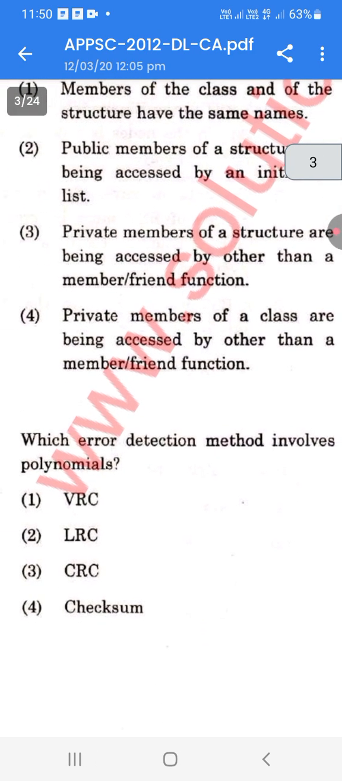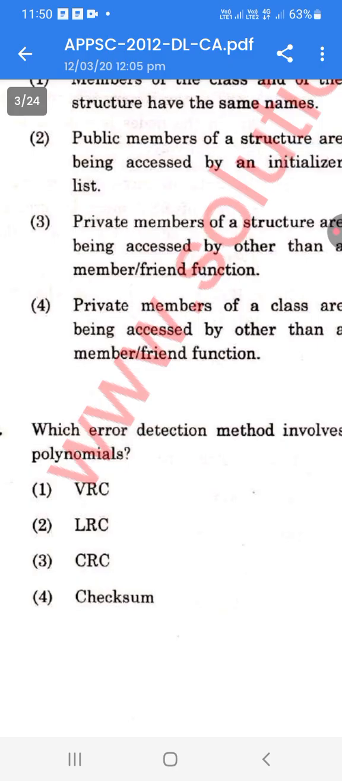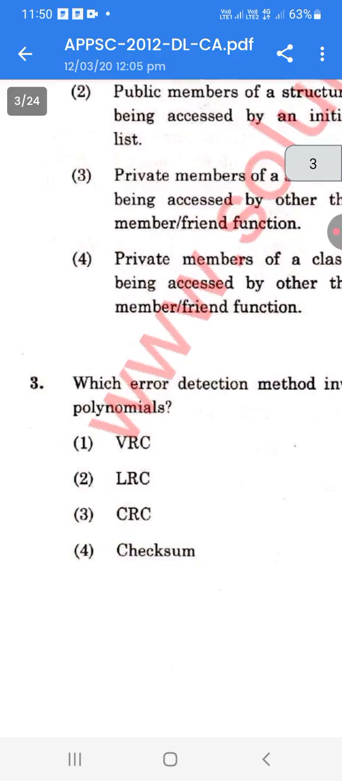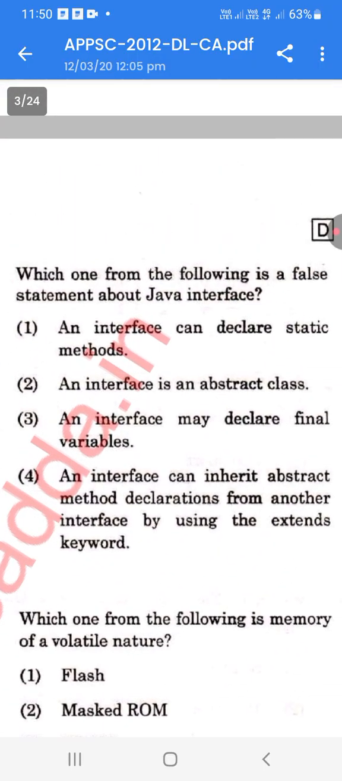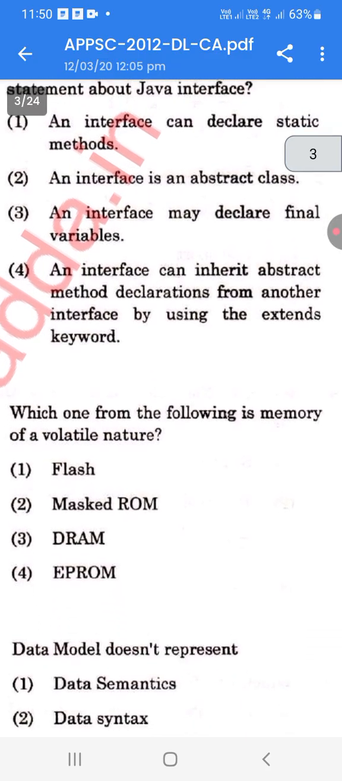Which error detection method involves polynomials? CRC, cyclic redundancy check. Fourth one, which one from the following is a false statement about Java interface? Answer is an interface is an abstract class.